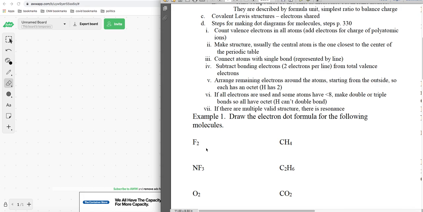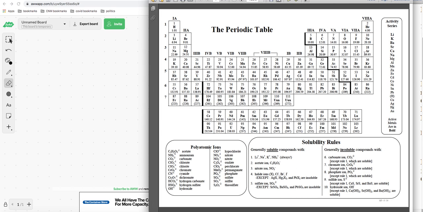So I'm going to start with F2, which is fluorine gas. The steps for what you do are listed here, but they're not explained in detail. So for the first step, counting the valence electrons in all atoms, that means how many valence electrons are there in 2 fluorine atoms. To know how many there are, we need to know how many are in 1, and then we just multiply that by 2.